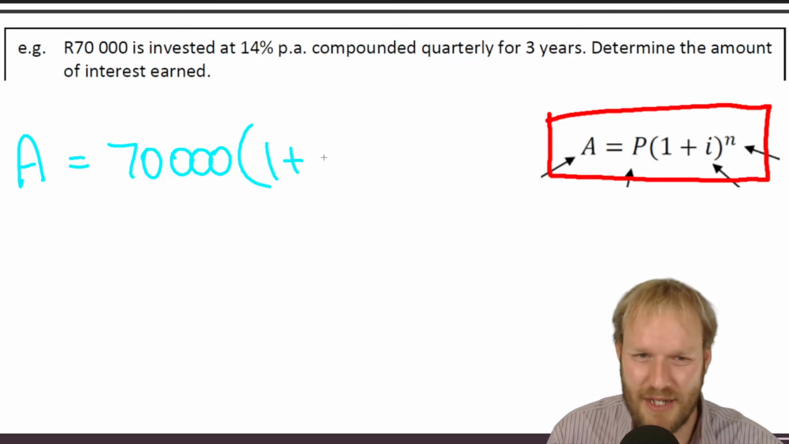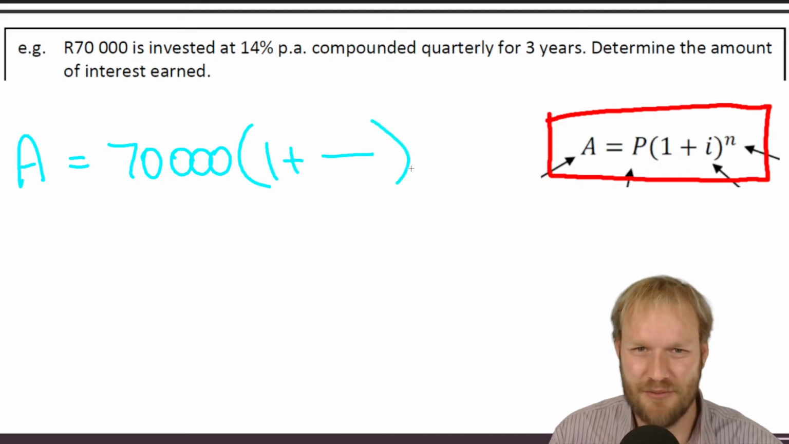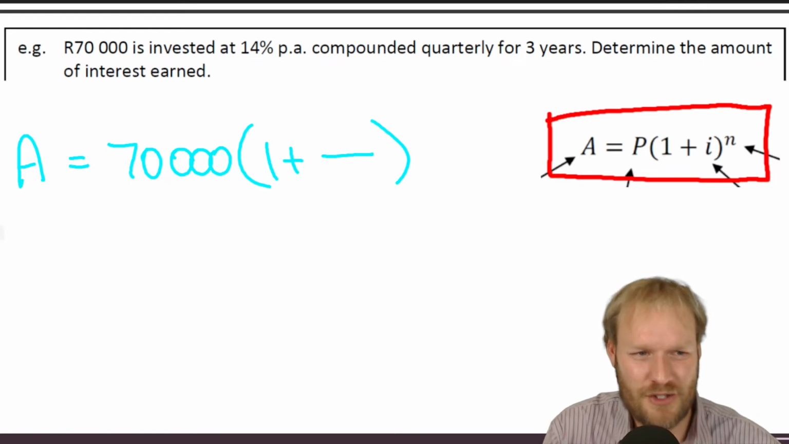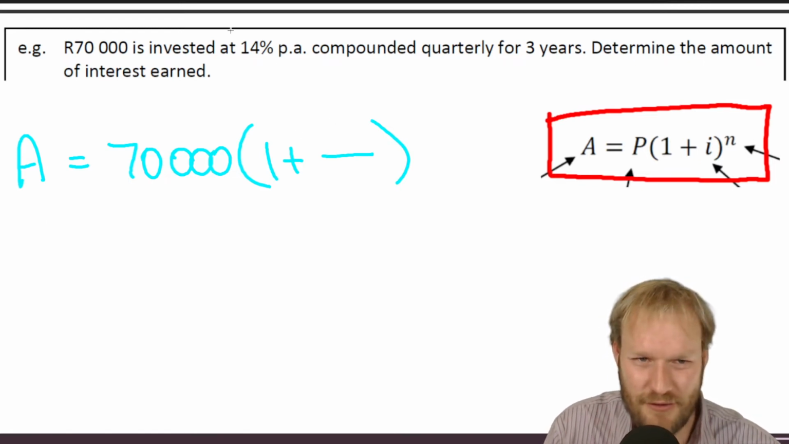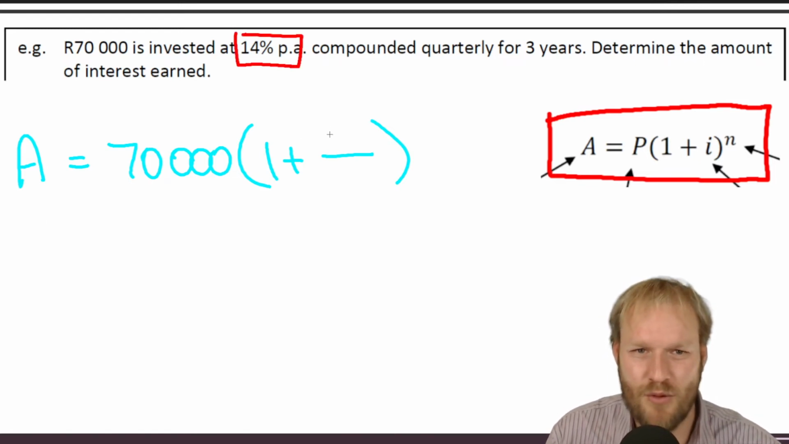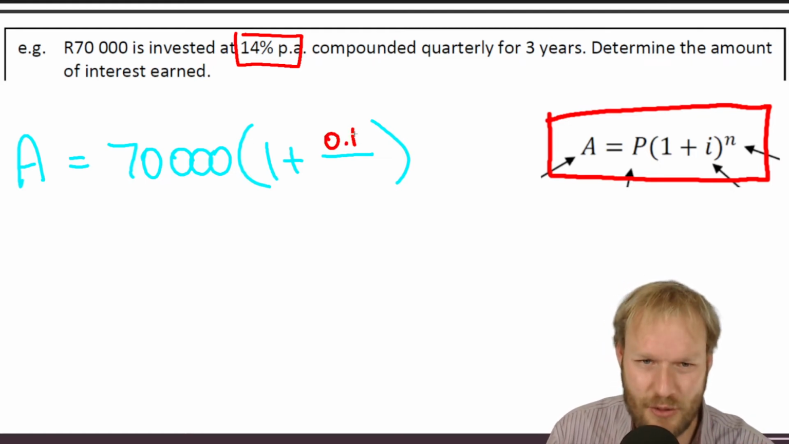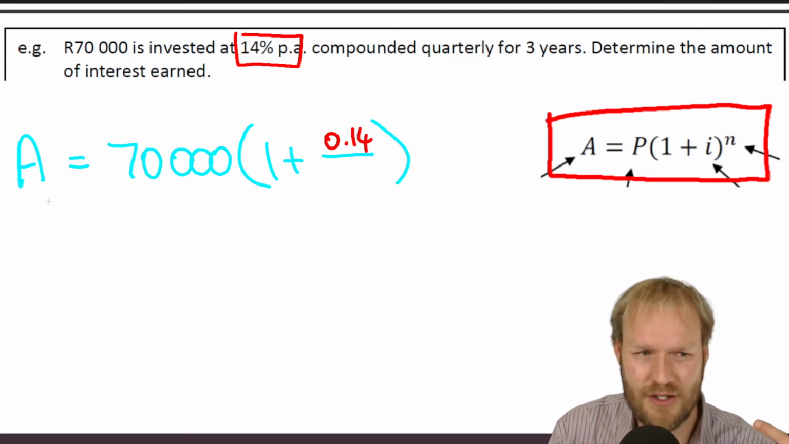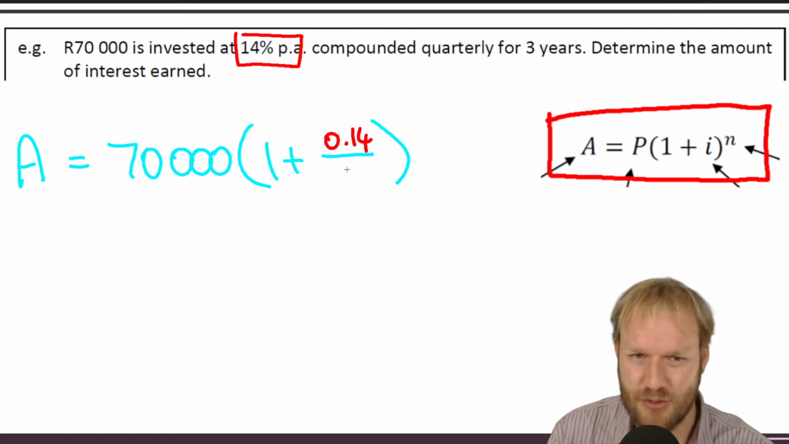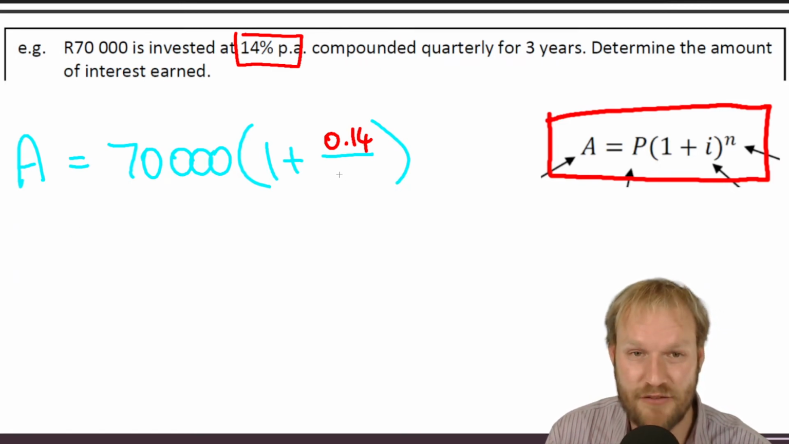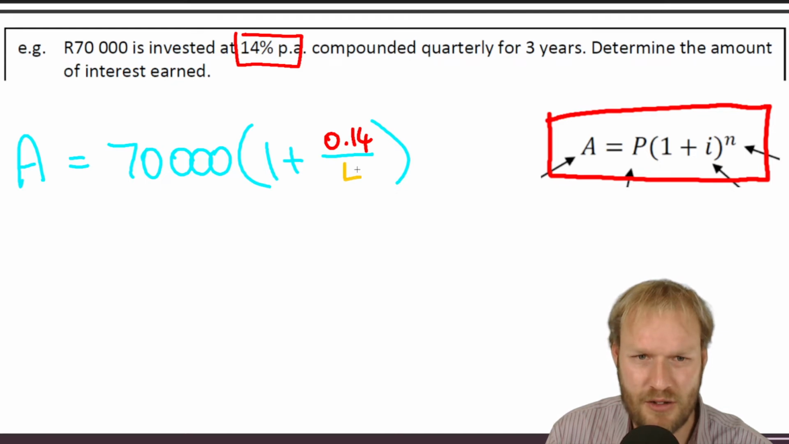1 plus our interest rate to the n. So let's go through each of these bits. If it's 14% per annum, what is 14% as a decimal? Well, it's 0.14. Okay, it's compounded quarterly. So what's going to go on the denominator of that fraction? Well, 4, because it's quarterly.